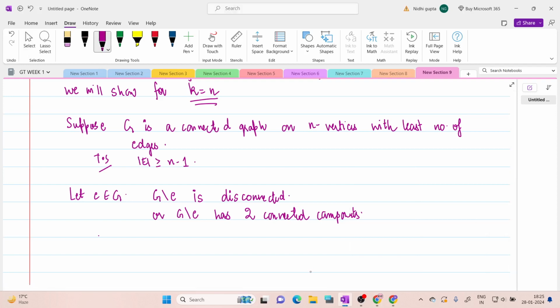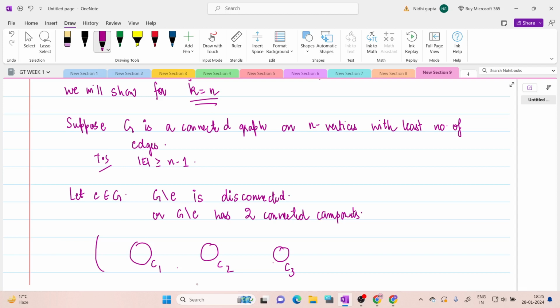This is true because suppose we have more than two components. Suppose we have three components. If a graph has three components, adding one edge won't make that graph connected, right?